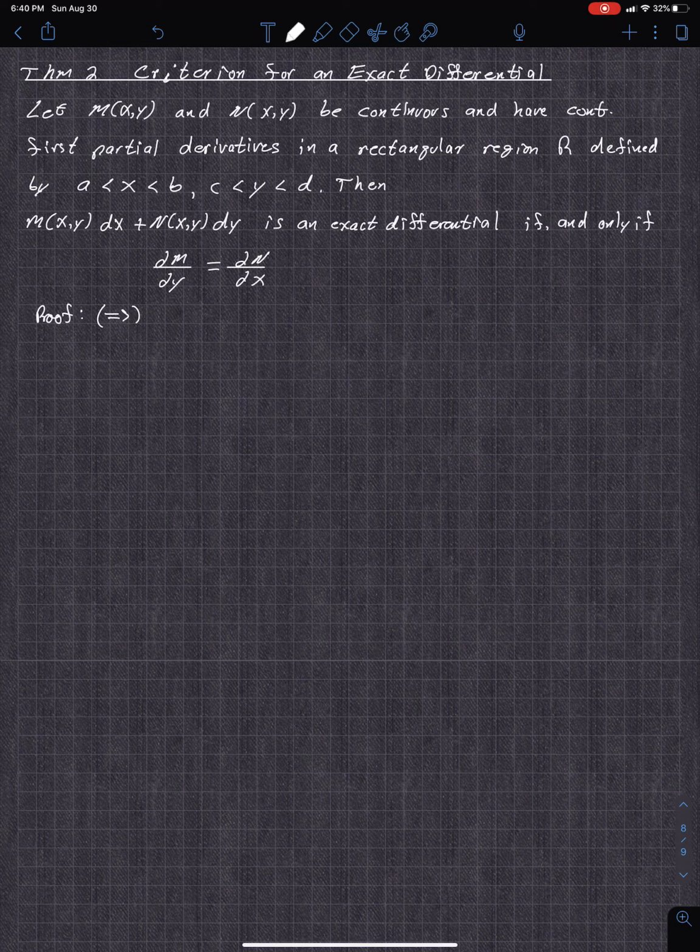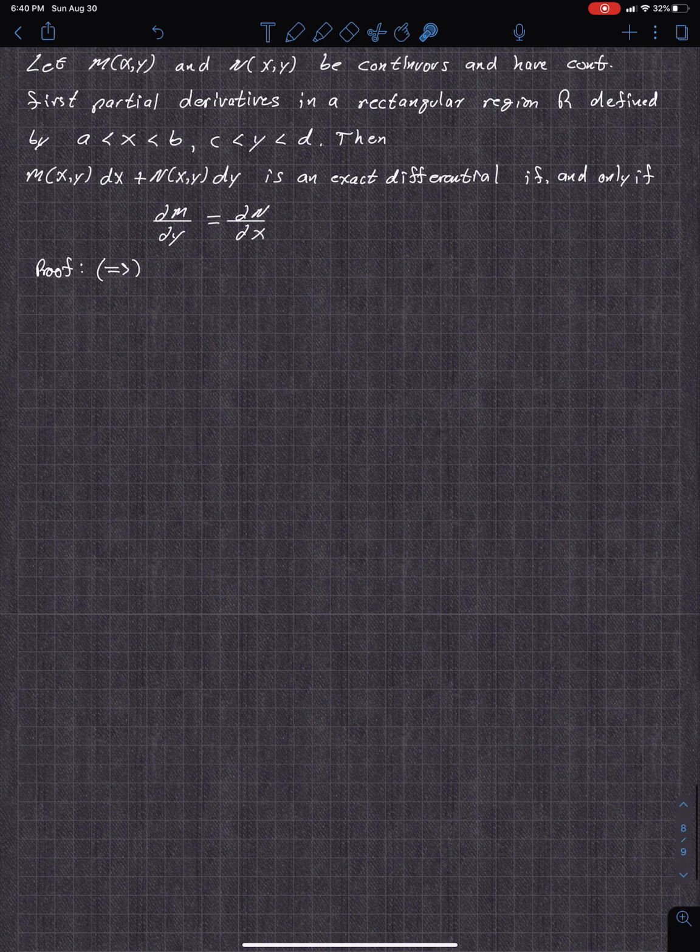Basically, if this is true, then this has to be true. So if this is exact, this must be true. That's the direction we're going. This is an if P then Q. Take a look at your if and only if statements. So this is the only if part: P only if Q. If you go the other direction, then it's: if this, then this is exact. So anyway, here we go.